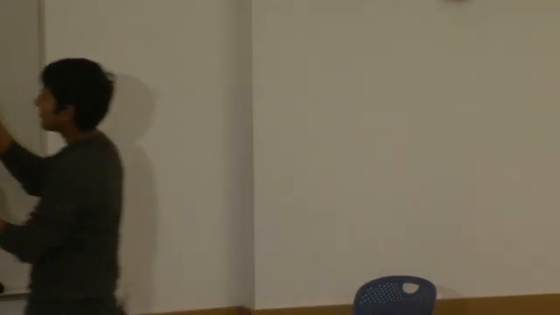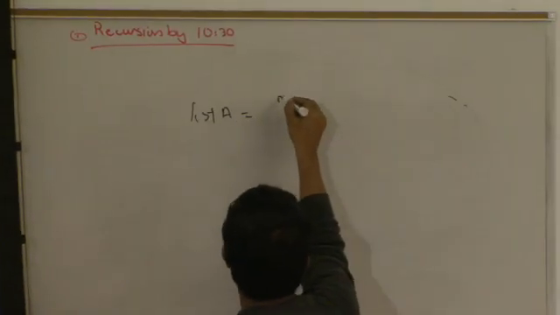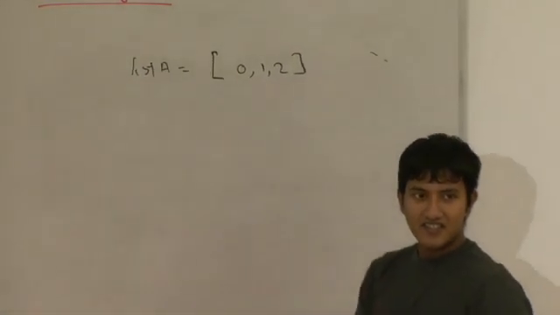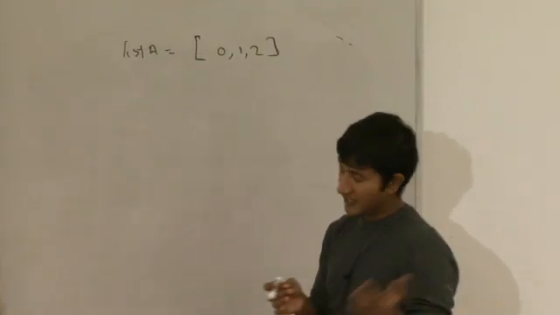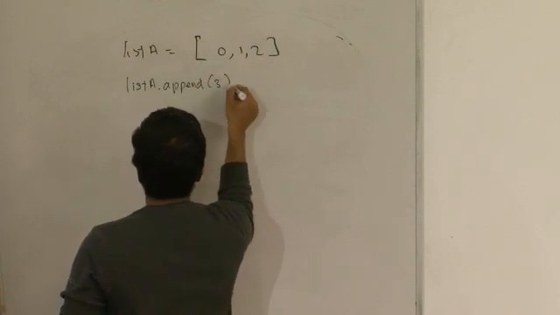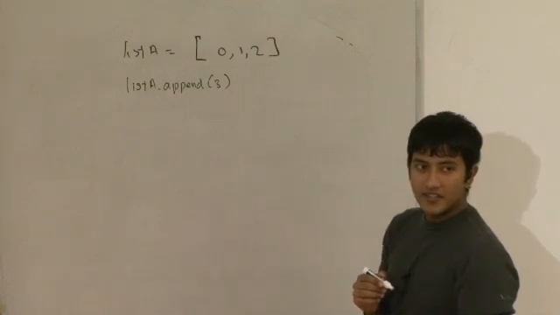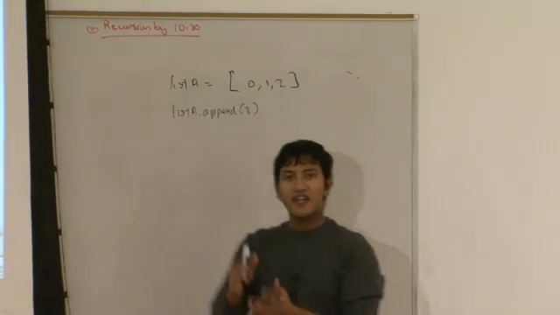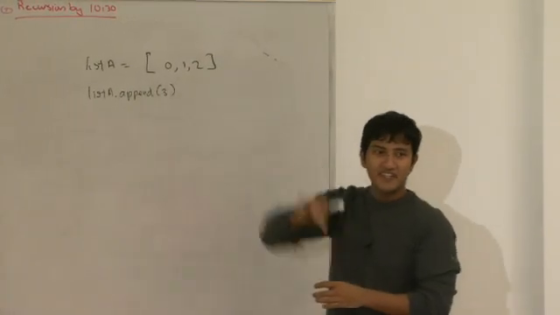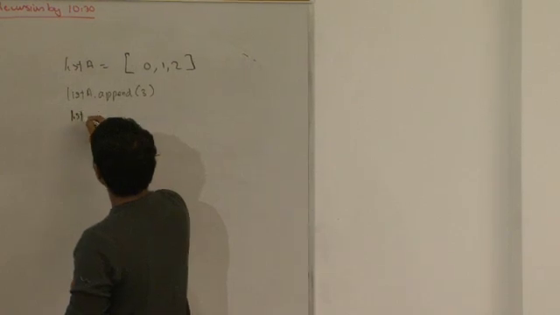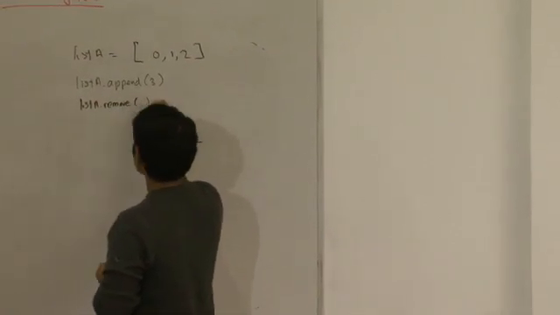How would you add an element to a list? Suppose you have list A. How would you add 3 to this list? Okay, list.append. That's good. How would you remove the element from the top of the list, or the last element? How would you remove this 3 from the list?